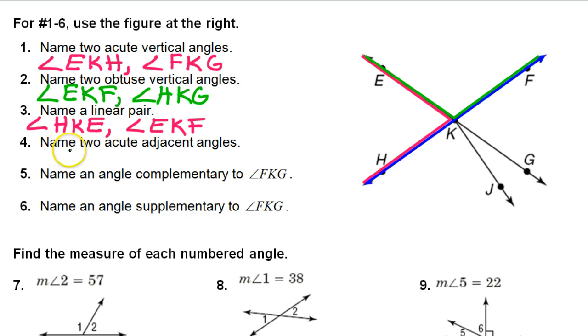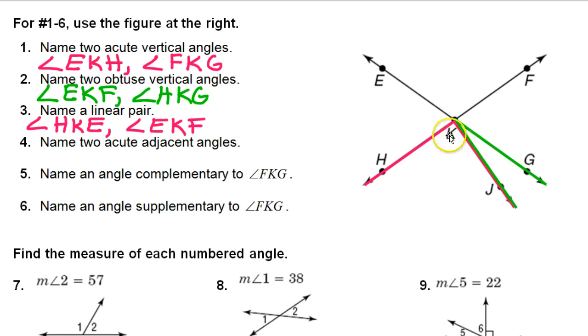Alright, for number 4, we want two acute adjacent angles. Well, there's a bunch of them. We need angles that are less than 90 degrees and that are right next to each other. So I'm just going to pick a couple. These angles both look acute and they are definitely adjacent. So this would be one example of acute adjacent angles. There are others. I could have picked these two over here, or even these two right here. So you have lots of choices.